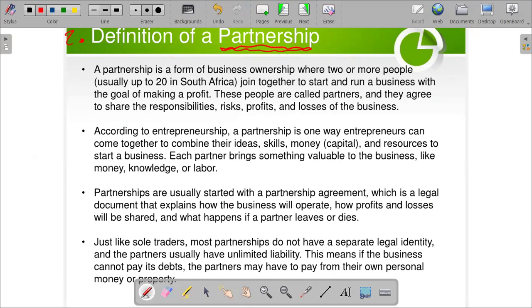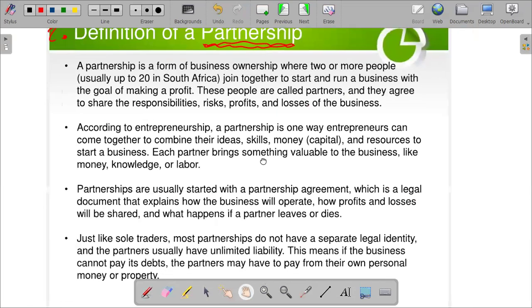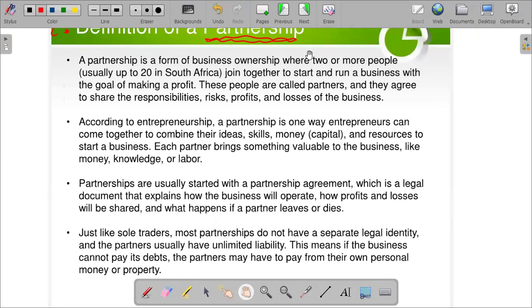Okay, so let's get into it. It says here, a partnership is a form of business ownership where two or more people... Usually, it depends on which country or where in the world you are. In South Africa, there will usually be up to 20 people in a partnership. But if you're living in France or Nigeria, there will be either more or less, according to the laws of that country.